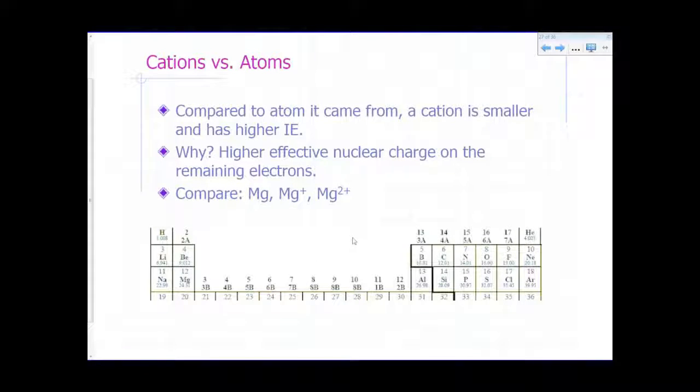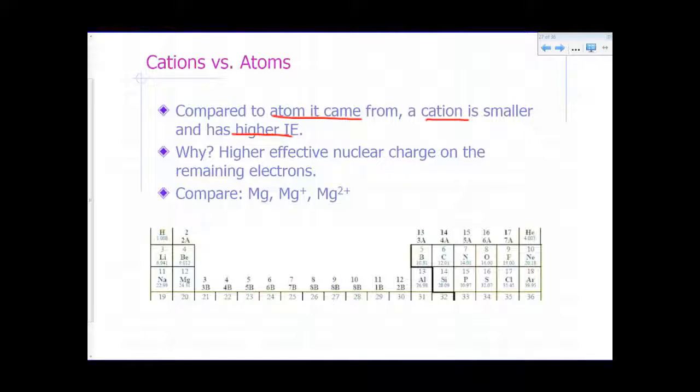Now, let's compare sizes of atoms versus the cations that you get when an atom loses an electron. In general, compared to the atom that it came from, a cation would be smaller. It's like if you take off your jacket, you're smaller. And it will have a higher ionization energy.